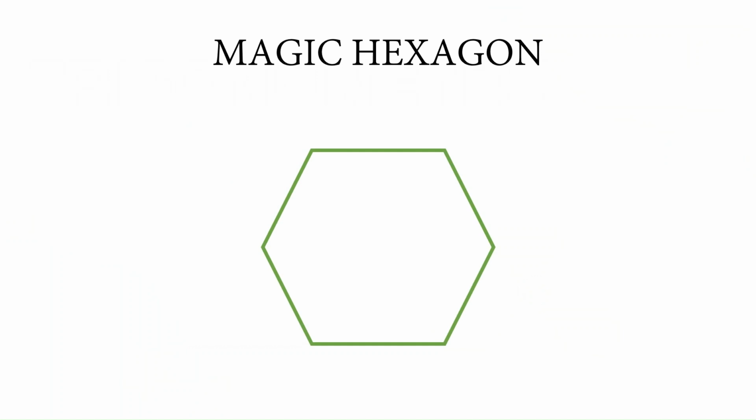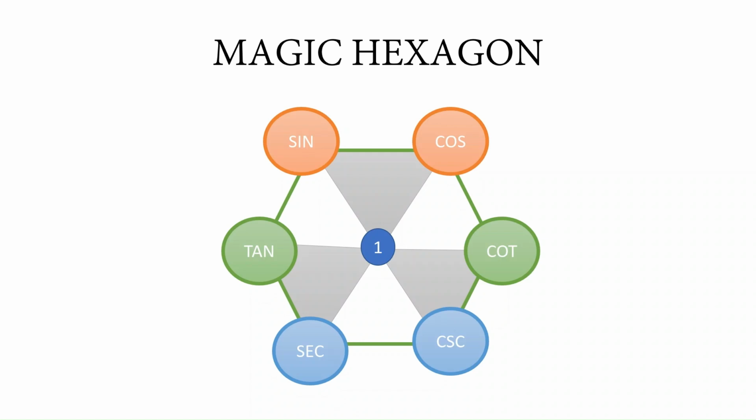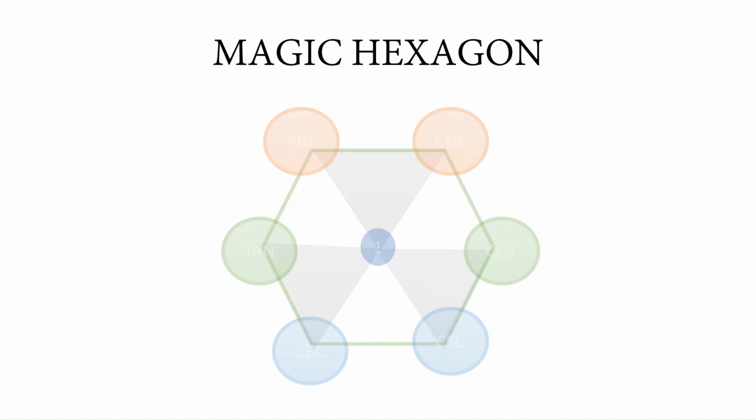But before that, we'll write 1 at the center of this hexagon. Now write sine, tan, and secant. Horizontally on the opposite vertex, that is towards the right, for sine we'll write cos, for tan, cot, for secant, cosecant. This hexagon, we'll see how to use this.